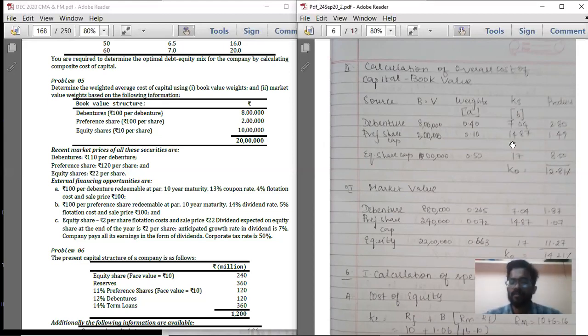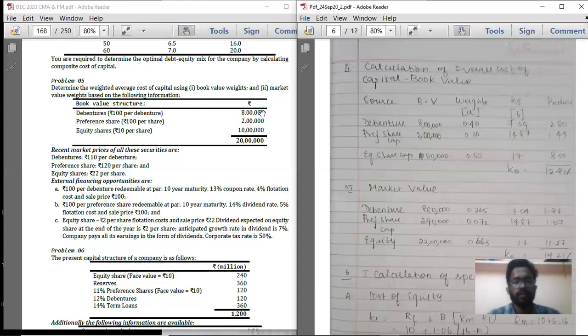Below that 5 columnar table, first column source, second column BV, that is book value, third column weights within bracket A, fourth column KS, that is cost of different sources within bracket B, and last column product. C is equal to A into B. So what are the different sources now? Under sources record debentures, first arrow mark debentures, below the second arrow mark preference share capital, and below the third arrow mark equity share capital.